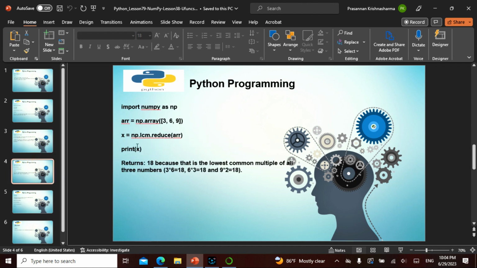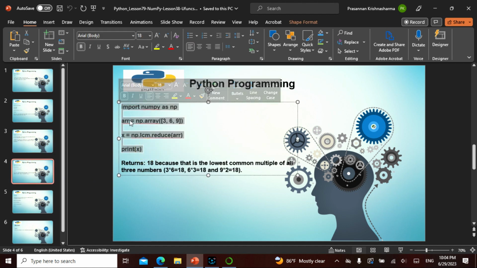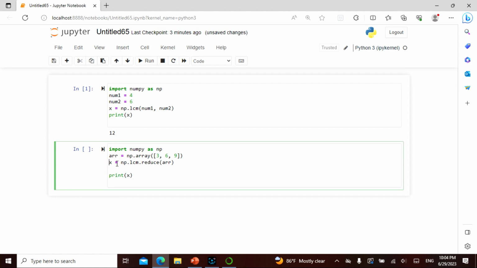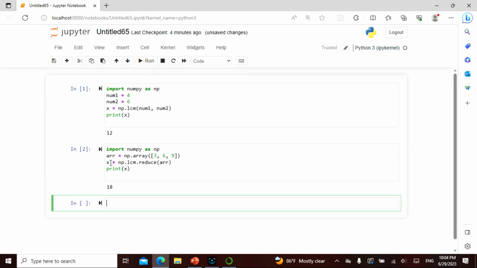So let's take an example. I import NumPy, and I have a single dimensional array 3, 6, and 9. I want to find the lowest common multiple. I say reduce my array, and then I print x. The answer I'm going to get is 18. And why is it 18? If I divide 3, 6, 9 by 3, I get 1, 2, 3, and then 2 and 3 remain, so that will become 6 times 3 is 18.